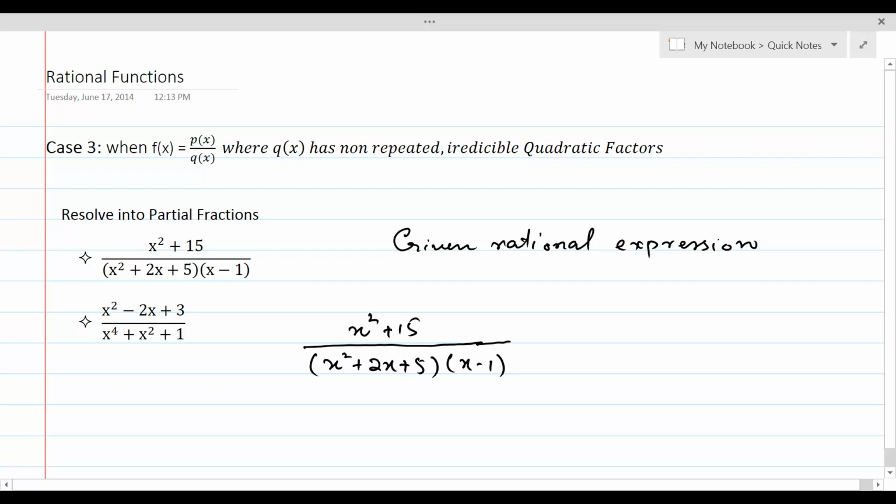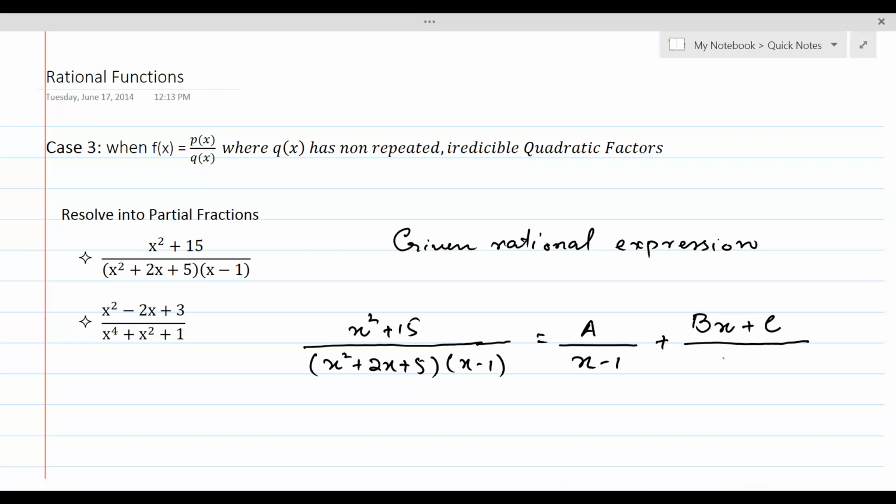Here we can see that one of the factors in the denominator is linear, for which we can simply use a constant a, but the other factor is quadratic, which is not reducible to linear factors. Therefore, we introduce one constant a for the linear factor x minus 1, and we introduce two constants in the form bx plus c for the quadratic factor. Always we introduce two, one with the x and the other a constant, for the quadratic factor in the denominator. So this will be written over x squared plus 2x plus 5.